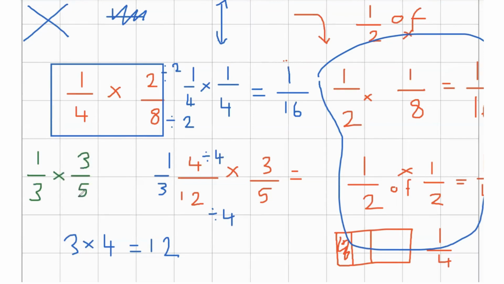Can we cancel down again? I do believe that we can. We can do it crossways. So divide that by 3 and divide that by 3. Oh, this is nice. So now we have 1 over 1 times 1 over 5. How lovely. And we just multiply across. 1 times 1 is 1. 1 times 5 is 5. And that's the answer. And that is all there is to it.